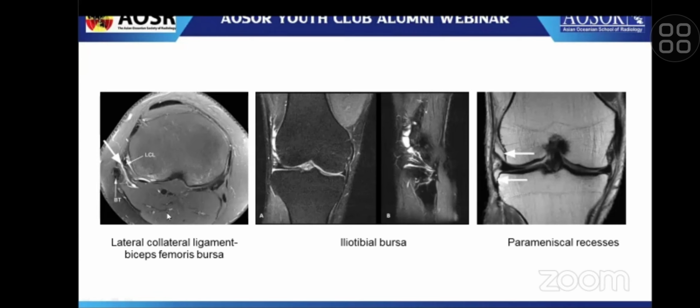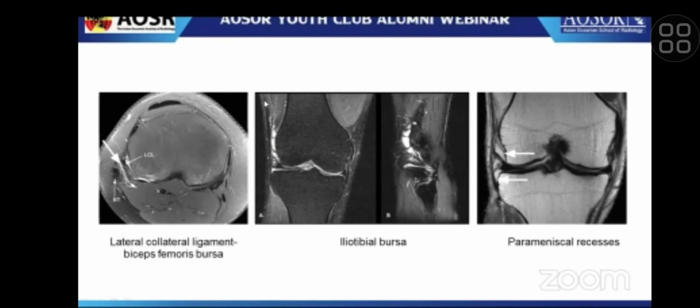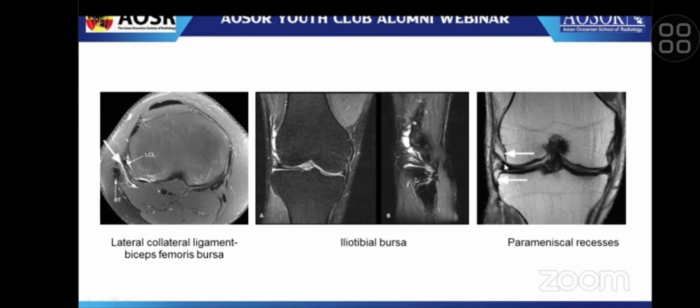In the lateral compartment, we have the lateral collateral ligament and biceps bursa. That is located between the lateral collateral ligament and the biceps femoris tendon. The second that I mentioned earlier is the iliotibial bursa, located between the iliotibial band and the lateral femoral epicondyle. Also, we have superior and inferior parameniscal recesses. They are associated with flap tears, when a piece of meniscus can migrate into these parameniscal recesses.